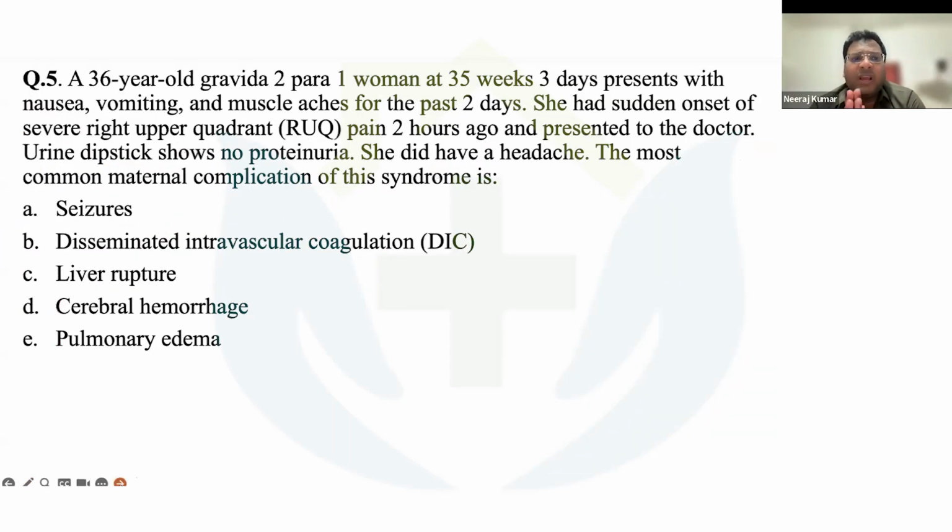Now coming to the next question: a 36-year-old gravida 2 para 1, 35 weeks 3 days, presents with nausea, vomiting, muscle ache, and then sudden onset of severe right upper quadrant pain 2 hours ago, and presented to a doctor. Urine dipstick shows no proteinuria, but she has a headache. What is the most common maternal complication of this syndrome? Anyone? It could be seizure, DIC, liver rupture, cerebral hemorrhage, or pulmonary edema. So it is DIC. Now this is a very tricky question again.